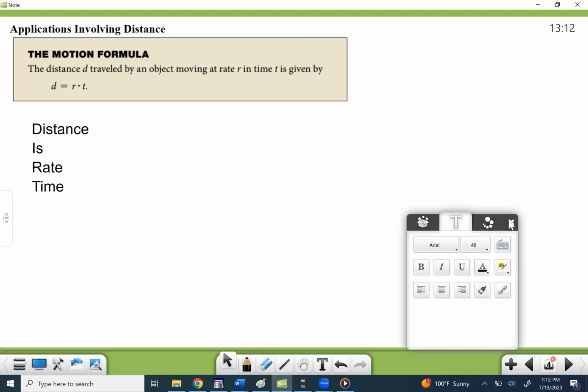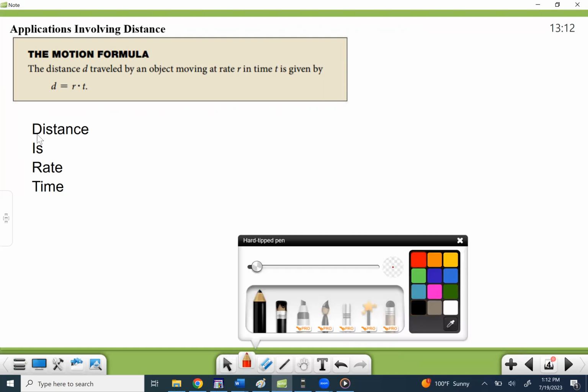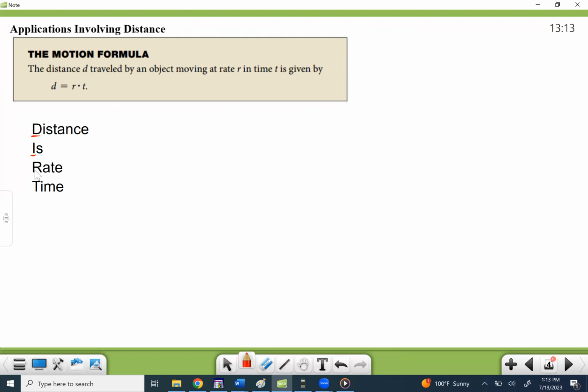All right. So DIRT, here's your D-I-R-T, right? Dirt. Let me highlight the fronts. D-I-R-T, if you remember dirt. Oops, I can spell. Distance is rate times time. So that's what this is saying right here, you guys. Distance is rate times time.